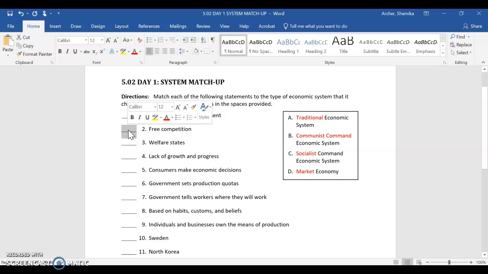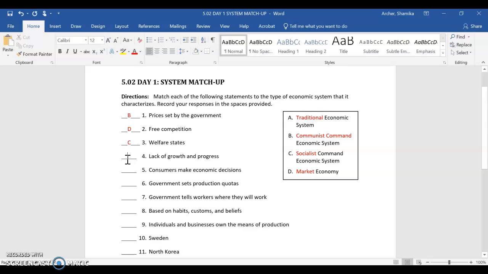Number 2 says free competition. If we're thinking about free competition, we are talking about the market economy. This is because, going back to the PowerPoint, it does allow competition, whereas the other ones really don't say a lot of competition. Number 3, we look at welfare states. Well, welfare states are the socialist command. They focus on the different welfare classes and want to make sure that everyone is getting equal treatment.